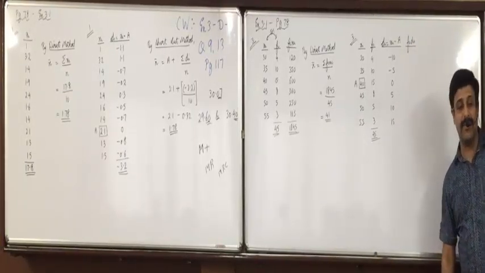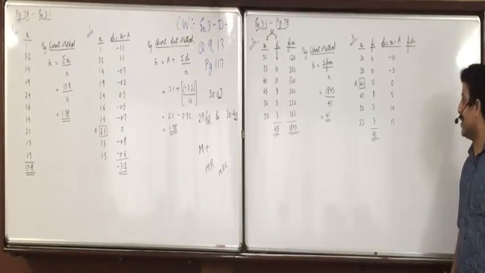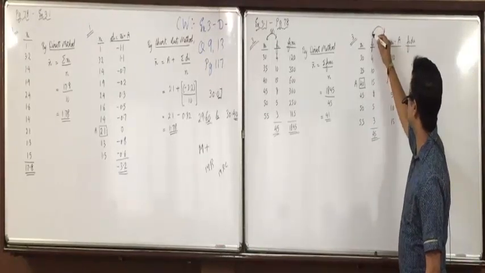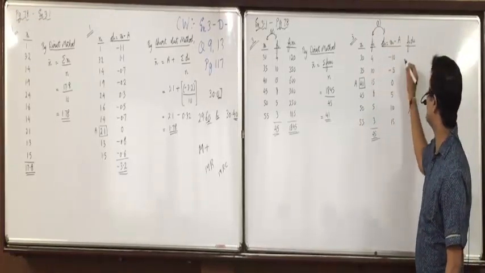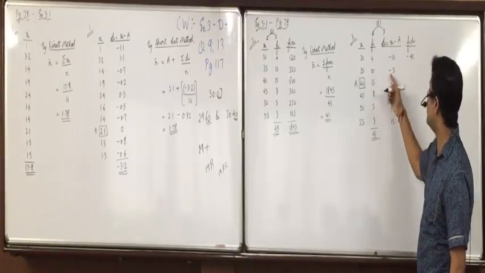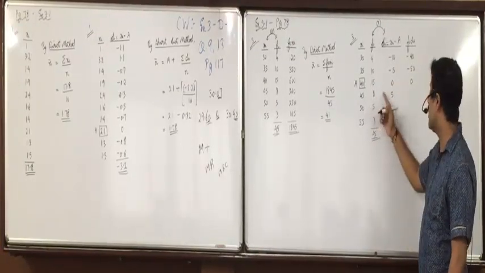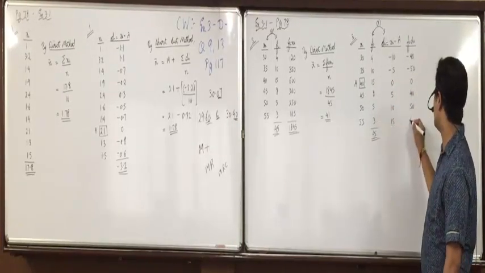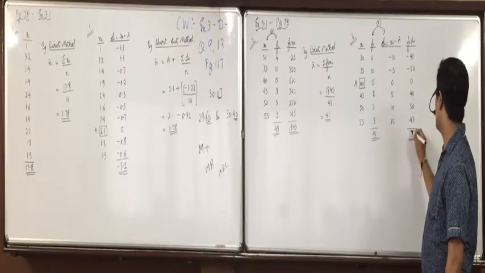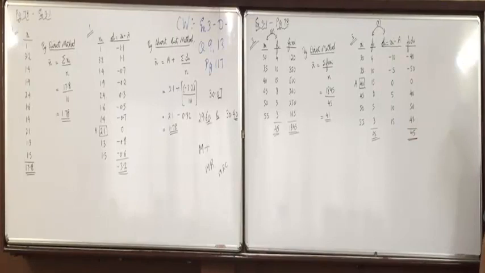In this method, we require the total of fi into di. So don't do the total of di. Fi into di is what we need now, the product of these two. Okay. Now 4 into minus 10, minus 40, 10 into minus 5, minus 50, 15 into 0, 0, 8 into 5, 40, 5 into 10, 50, 3 into 15, 45. Do the total. Raise your hand who did not understand fi di.